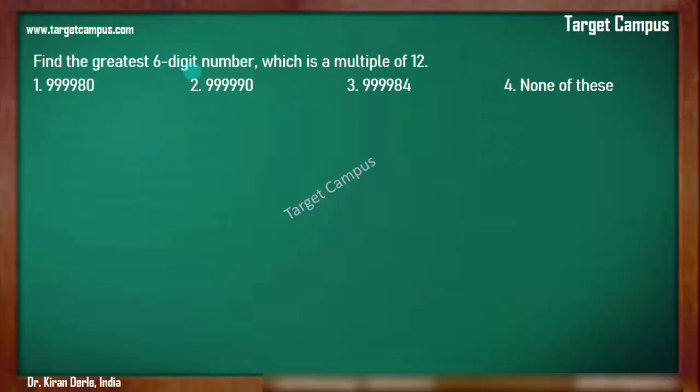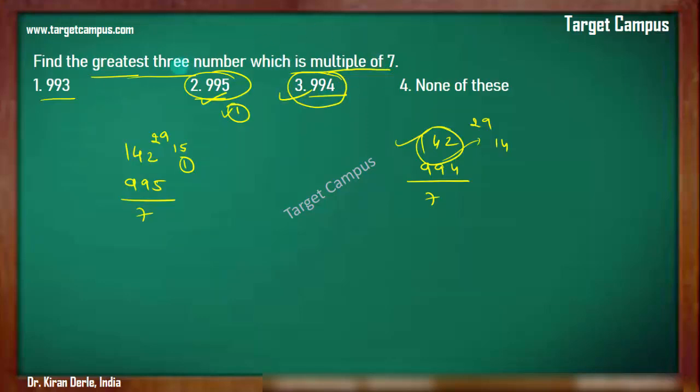Find the greatest 3-digit number. If you add 7 to this, this becomes 1001, which is not a 3-digit number. So this is the least 4-digit number which can be divisible by 7. But we are asked the greatest 3-digit number, so the answer would be this. I hope you are getting this point, just to make it clear.